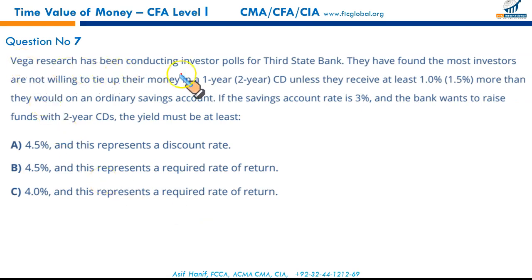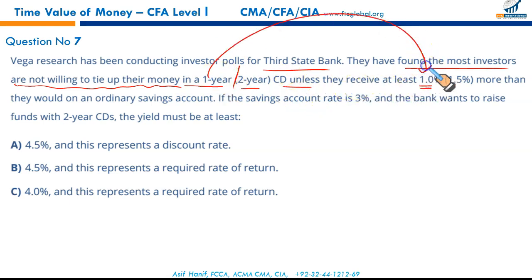Vega Research has been conducting investor polls for the third state bank. They have found most investors are not willing to tie up their money in a 1-year or a 2-year certificate of deposit unless they receive 1% in case of 1 year and 1.5% in case of 2-year CD, right? So for 1 year CD, they're expecting 1% at least, and for the 2-year CD, 1.5% more than they would on an ordinary saving account.